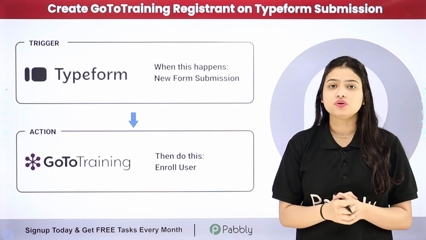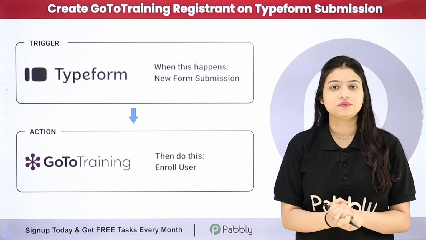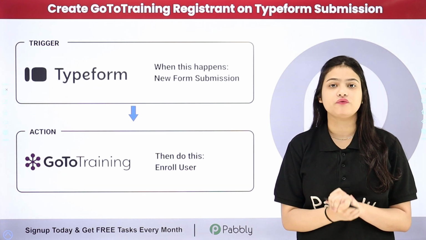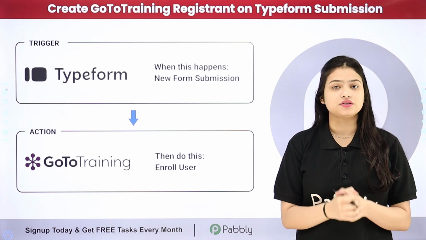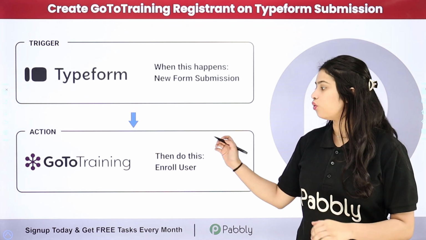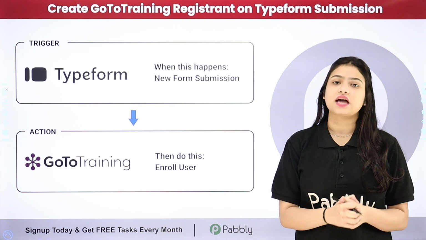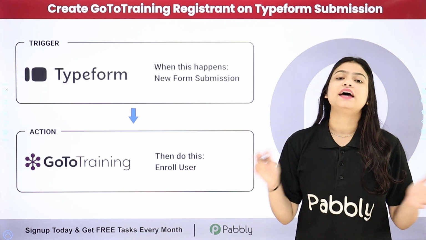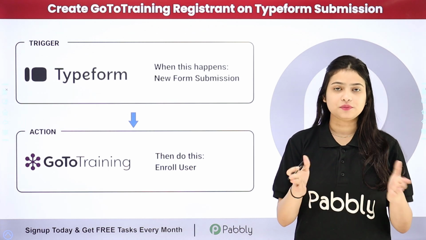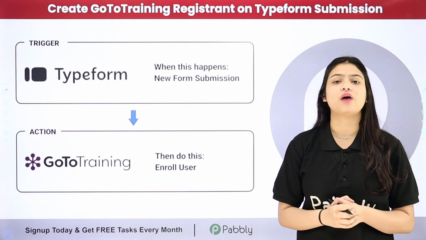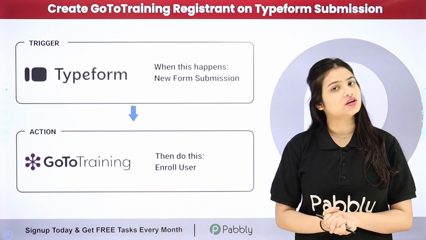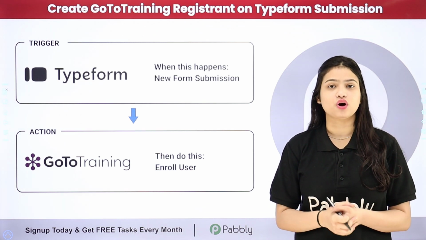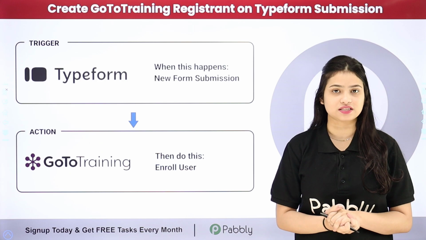So I want that as soon as an interested person visits my website, they submit this registration form with their details. Automatically that person should be added as a registrant in GoToTraining. To automate this entire process, we will have to set up the connection between Typeform and GoToTraining, and that we are going to do without any coding and any programming skills, simply with the help of Pabbly Connect. So if you also want to learn this amazing automation step by step for your business, for that you have to come towards my screen.